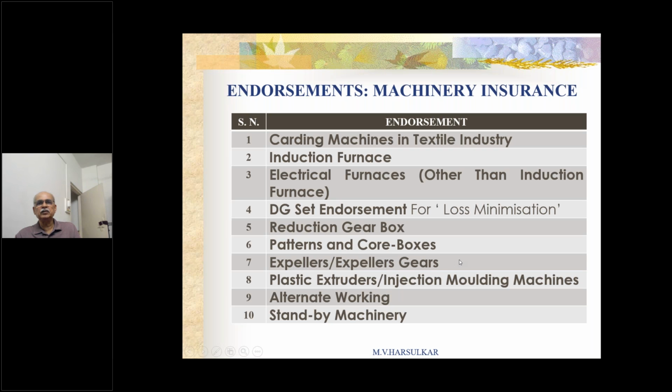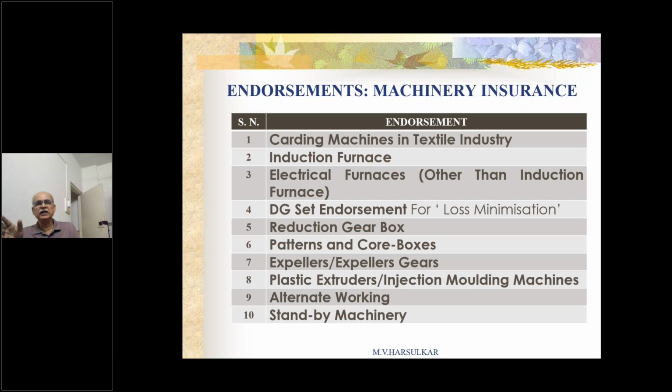Then expellers and expeller gears, plastic extruders, injection molding machines. If you are covering any of these machines, then this particular endorsement has to be attached. And alternate working. In the industry, you will find that there are certain machines where only one is working at a time. Either machine A is working or machine B is working. Both are not working at a time.